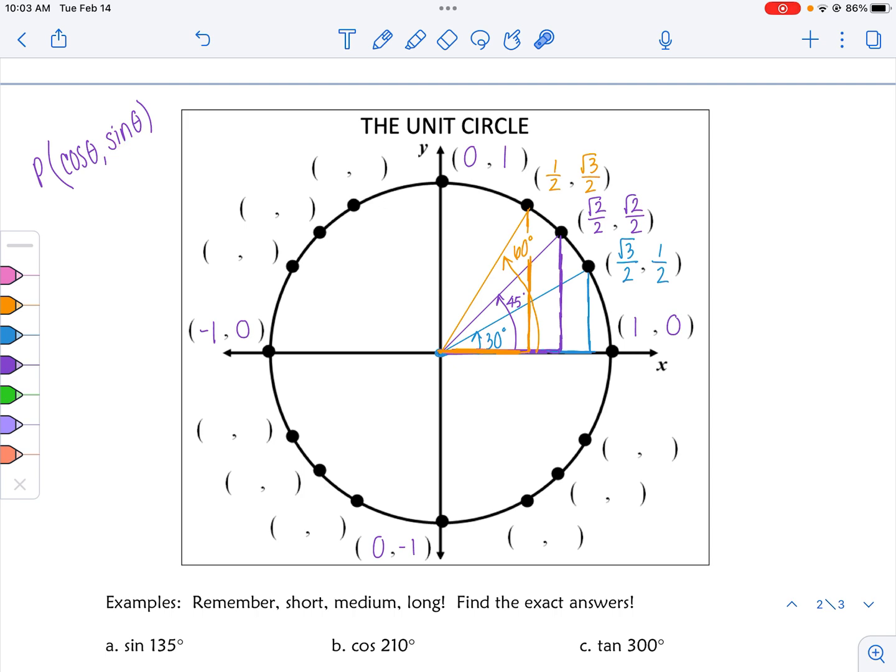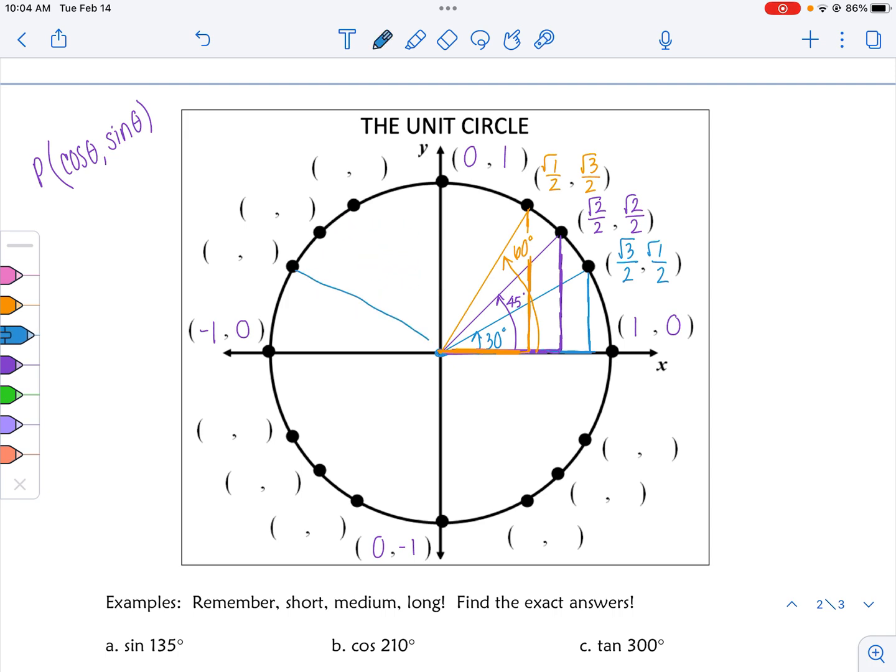Now some patterns to look at. It might be helpful if I put a square root here and a square root here. The pattern of 3, 2, 1, 3, 2, 1 all comes into play. You can work on a way to help you remember, but for me, the easiest way is short, medium, long side. Let's try setting up the second quadrant and see if it makes a little more sense.